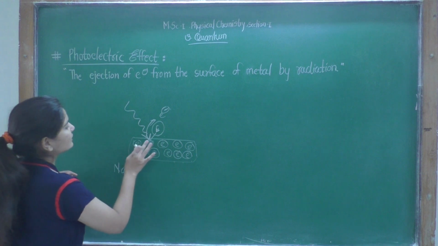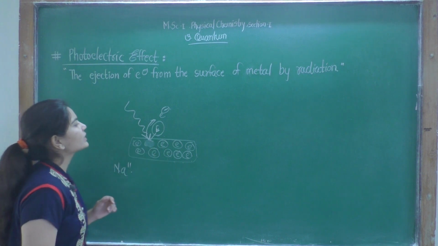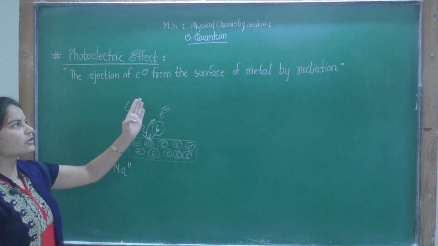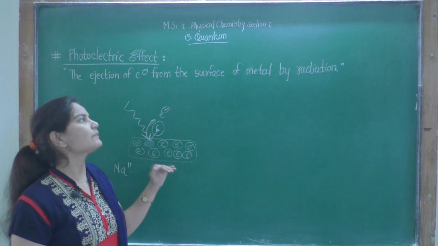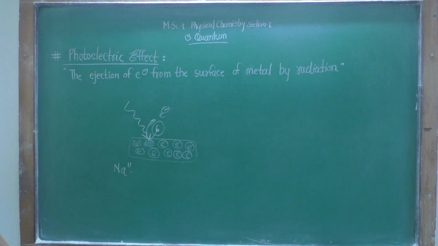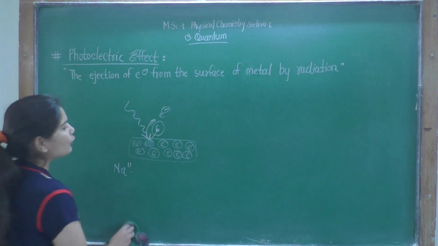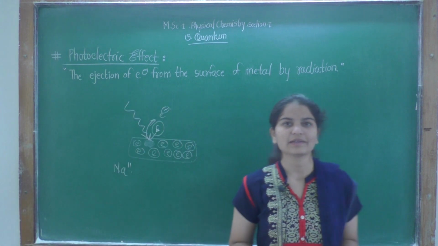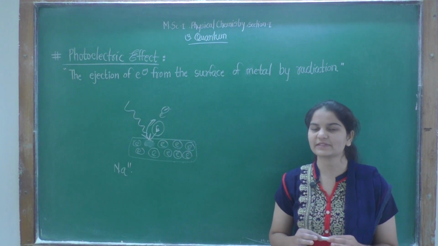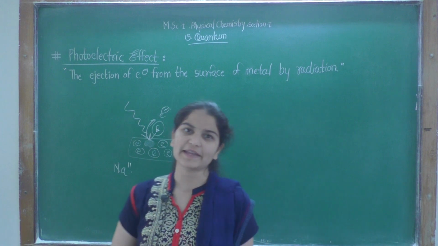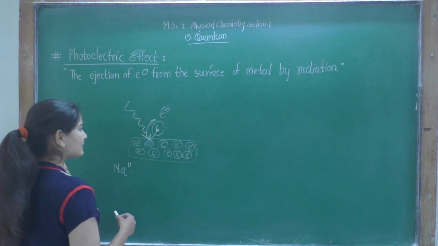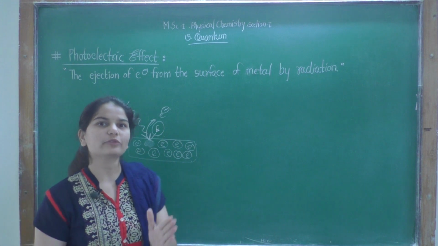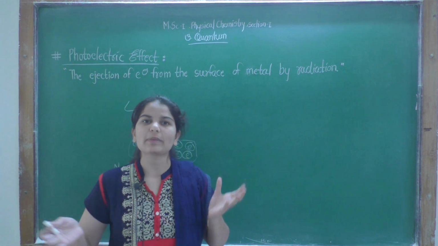And here is a vacant space. This is called the photoelectric effect, the ejection of electrons from the surface of a metal by radiation. Got it? Now, why does this happen? In classical physics, how does classical theory explain the photoelectric effect? There is a radiation. What is radiation according to classical theory? It is just an electromagnetic wave.